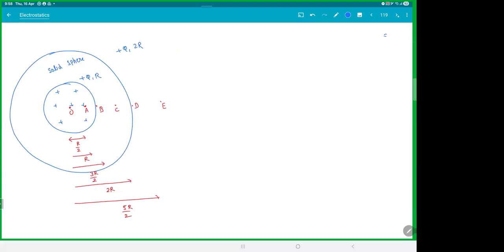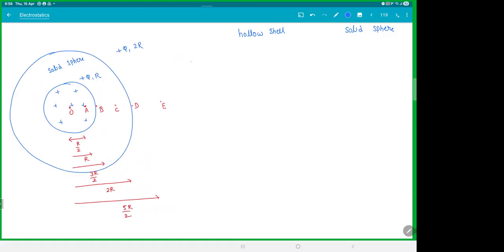See, I'll just show you what I'm asking you. I want potential and field due to both of them, right? So I will do one at a time. Let's take the hollow shell separately. Let's take the solid sphere separately. So the first question you should ask: where is the point? Is it inside or outside? If it is inside, use the inside formula. If it is outside, use the outside formula.